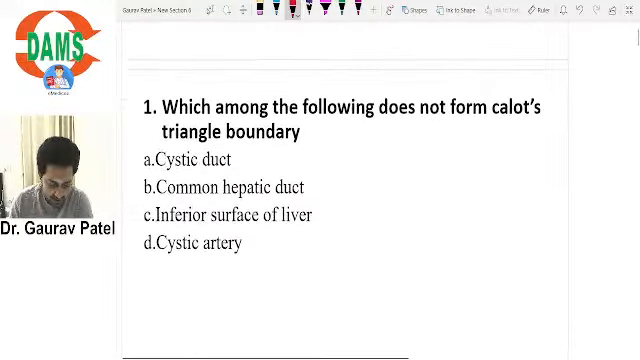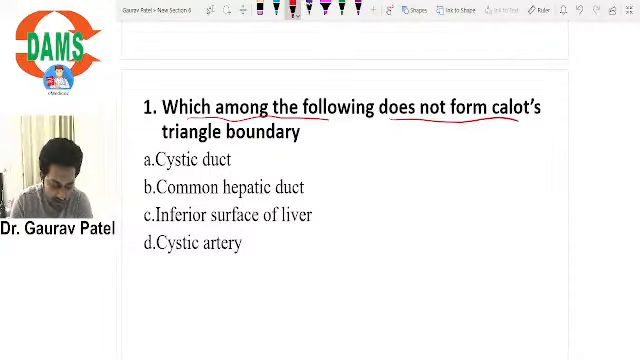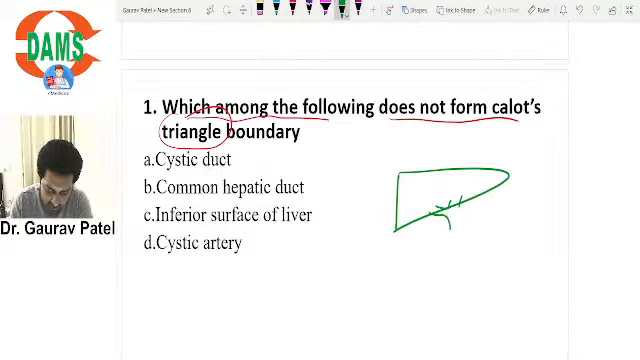Okay, so let's see the first question. Which among the following does not form Calot's triangle boundary? Now I want you to comment, and I'll just tell what is Calot's triangle.